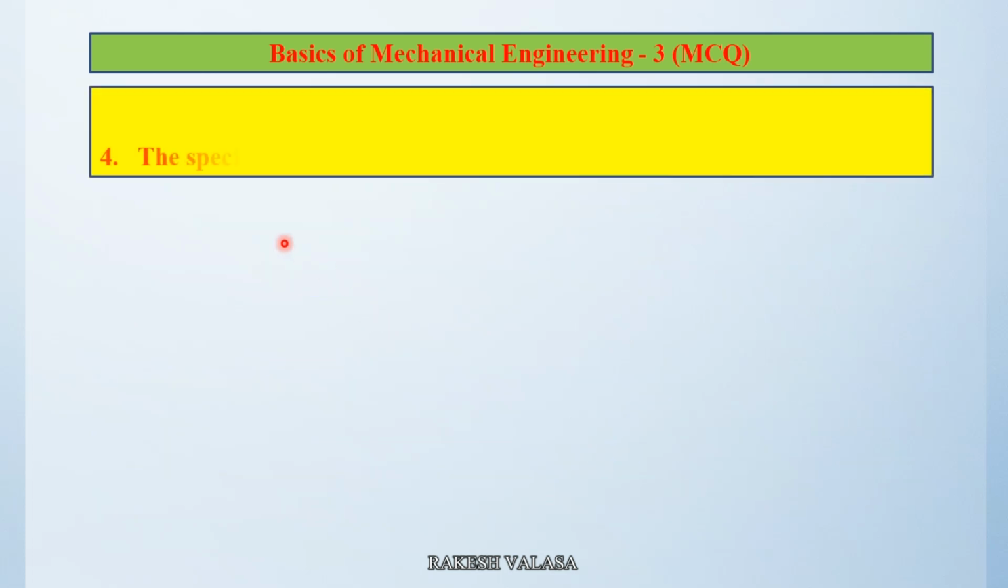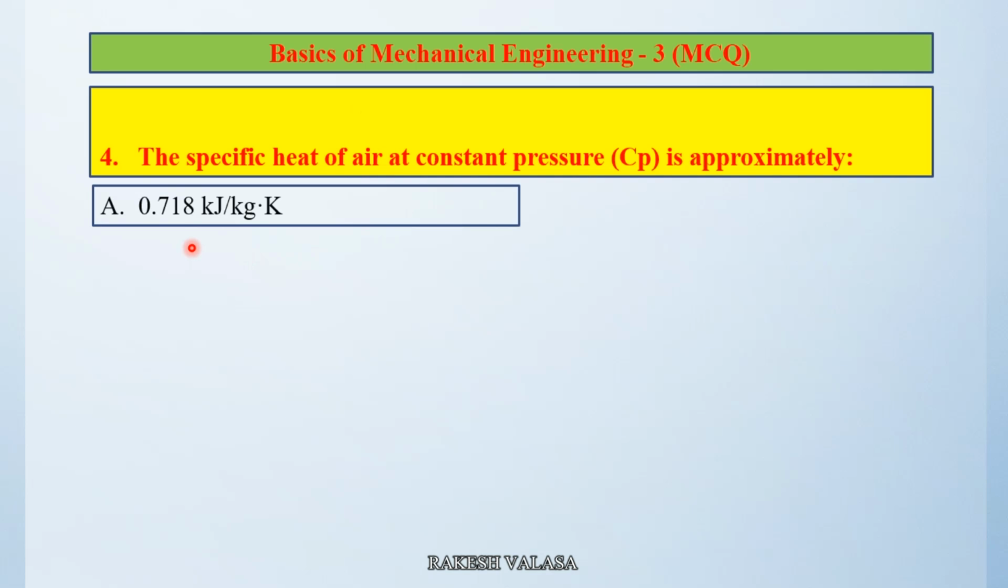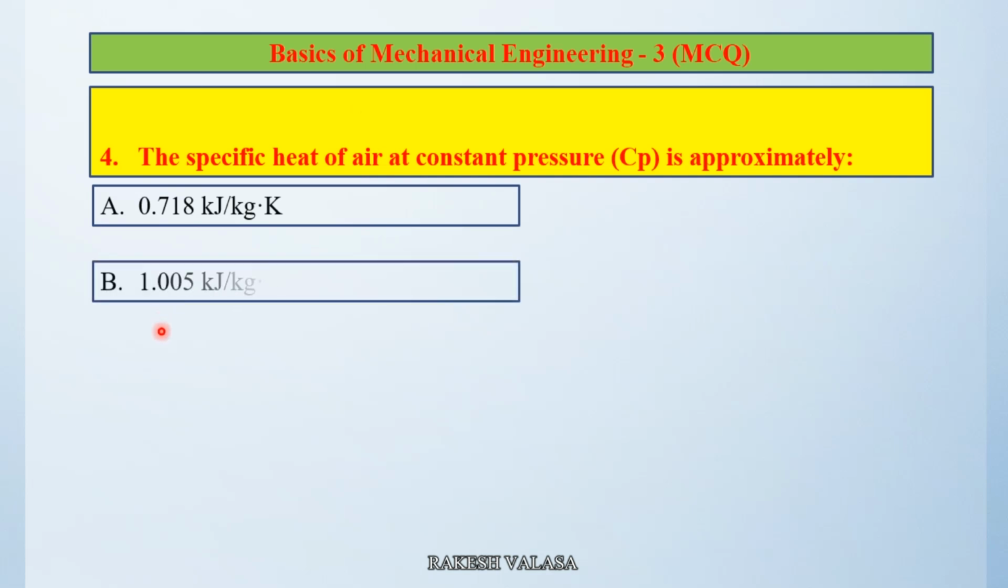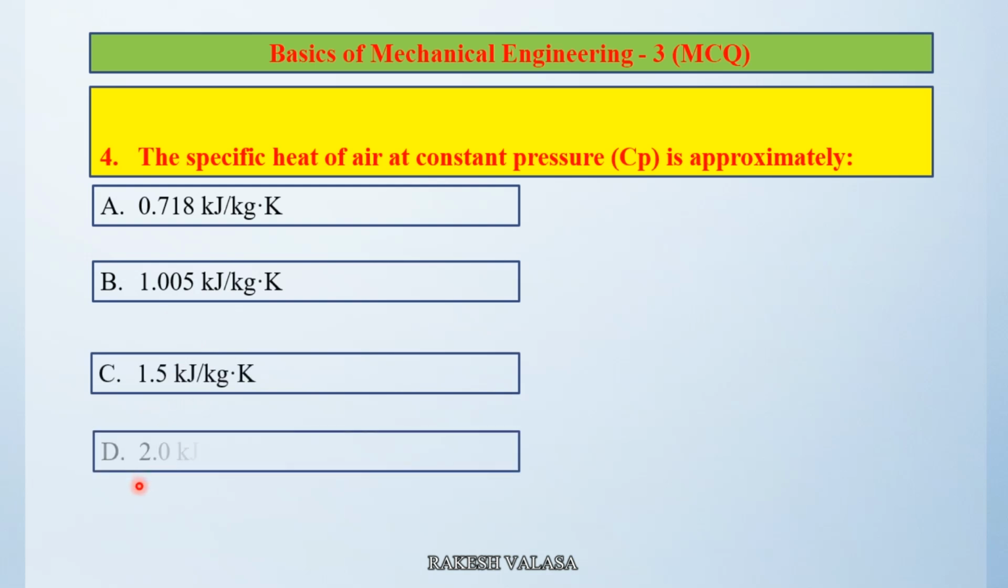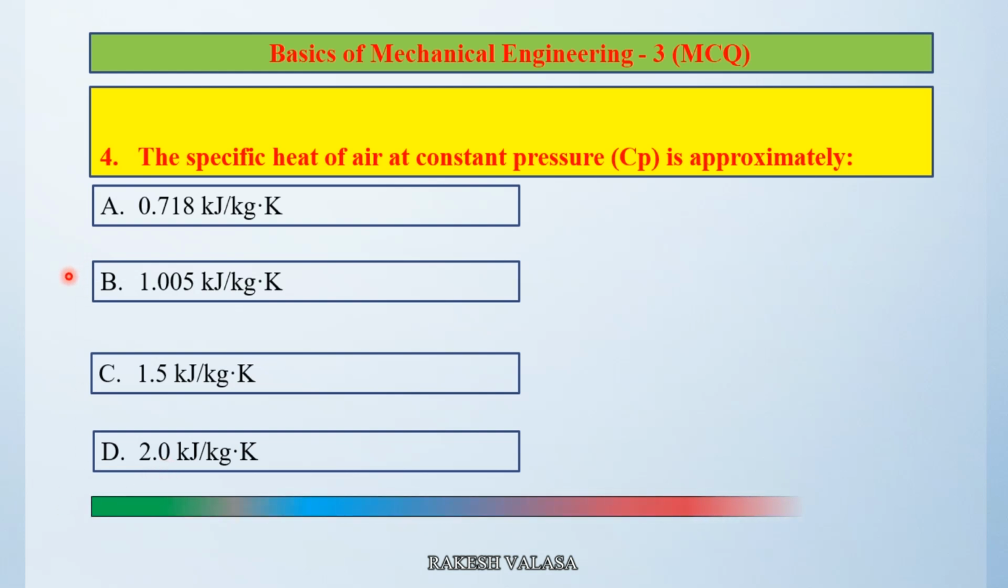Question number 4. The specific heat of air at constant pressure is approximately option A, 0.718 kilojoule per kg Kelvin. Option B, 1.005 kilojoule per kg Kelvin. Option C, 1.5 kilojoule per kg Kelvin. Option D, 2 kilojoule per kg Kelvin. The correct answer is option B, 1.005 kilojoule per kg Kelvin.